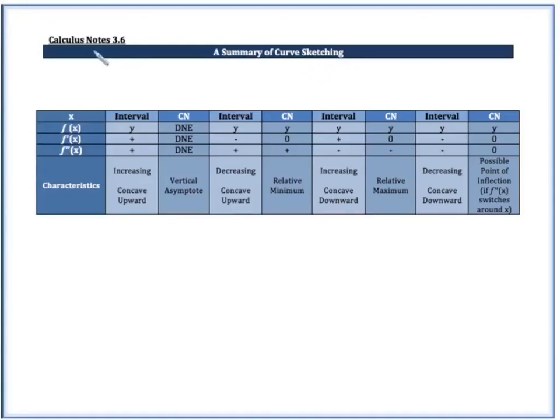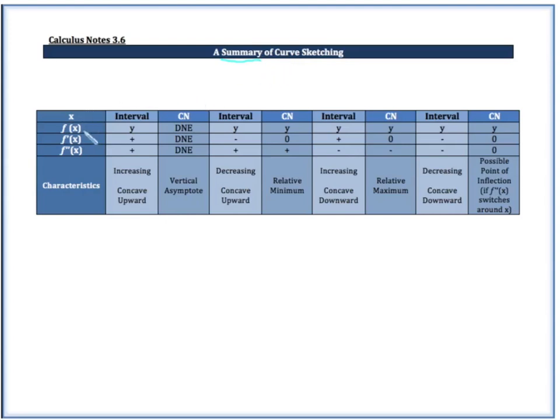Hello everyone and welcome to our calculus notes for section 3.6. Today we're talking about a summary of curve sketching. So we're basically going to take all the topics that we've been doing this chapter and put them all together at once to be able to sketch the graph of an equation.